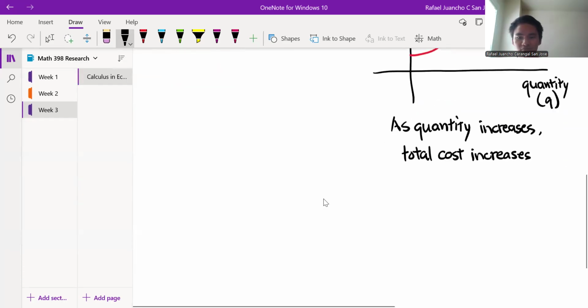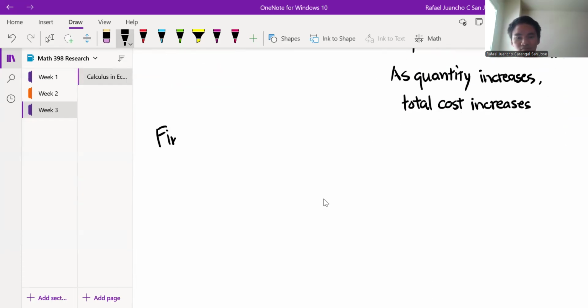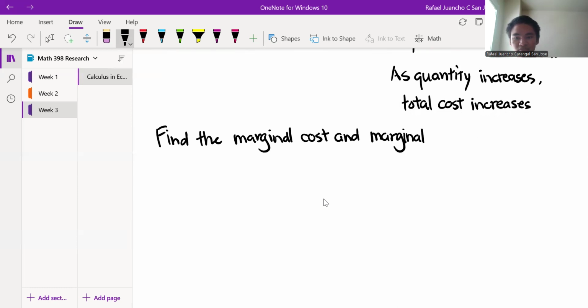Okay, so here's the question. Here we want to find the marginal cost, I'm going to explain that later, and marginal revenue, also going to explain what that means. Functions. We all know what a function is if we've taken pre-calculus. So that's our first task.